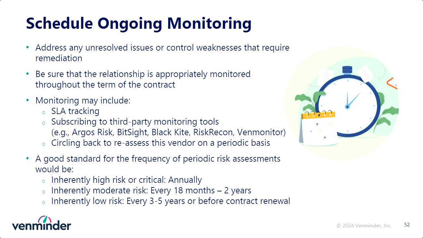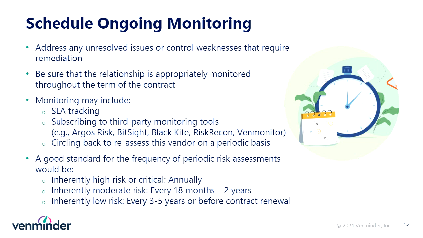Before I wrap up with some key takeaways, I want to spend a moment on ongoing monitoring, which is such an essential activity of third-party risk management. This activity involves addressing any unresolved issues or control weaknesses that require remediation. When you're going through the risk assessment process, it's always possible that you'll find issues like missing or ineffective controls. And oftentimes these aren't remediated right away, so ongoing monitoring helps ensure that you revisit these issues and make sure they're still being addressed.